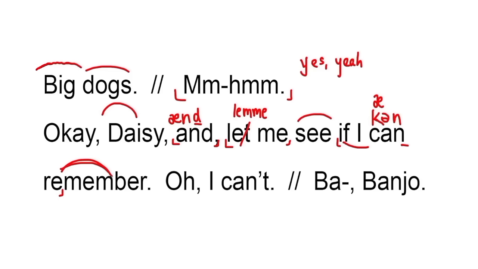But can, when it's not the main word, which is most of the time, when it's not the main verb, is reduced. So instead of can, it becomes can. Said very quickly. Practice that with me now. If I can. If I can remember. If I can.